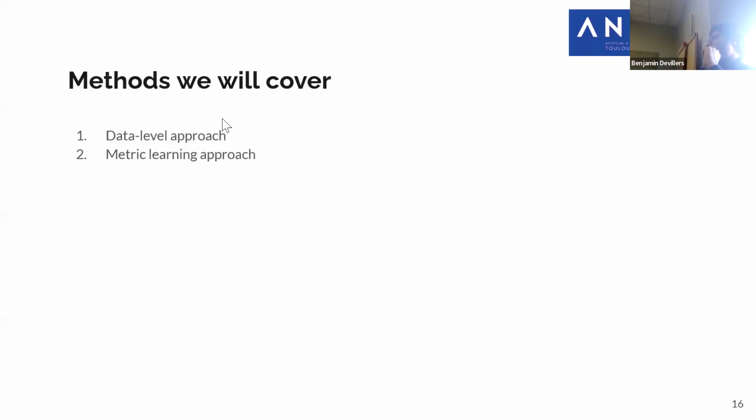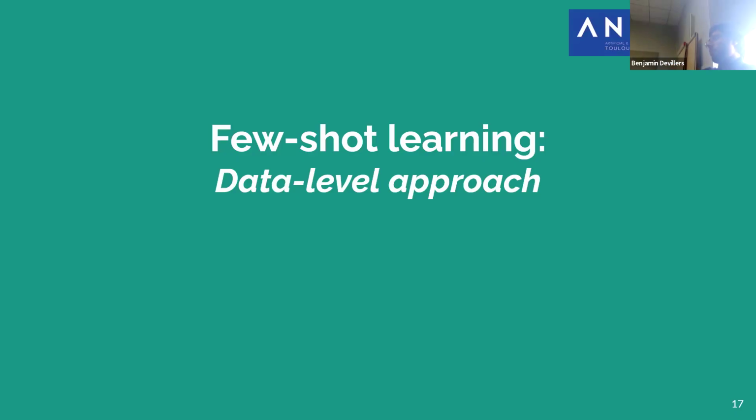One is on how to deal with data and improve your data. So if you don't have a lot of data, maybe you can make the data more relevant. And another one is a metric learning approach, which is really the approach of doing the few-shot learning classification. So, data level approach.